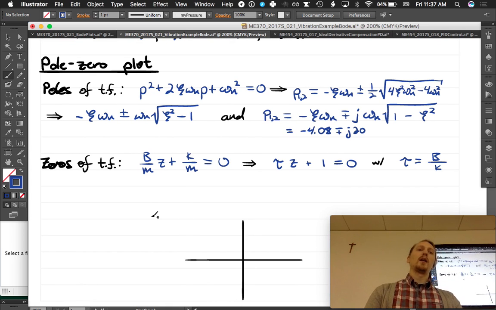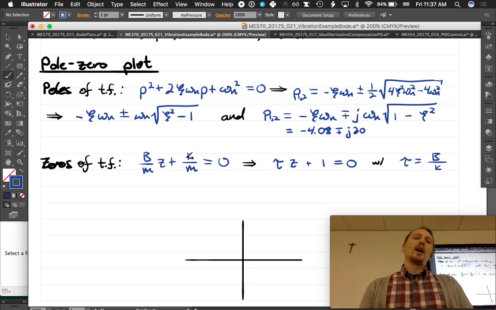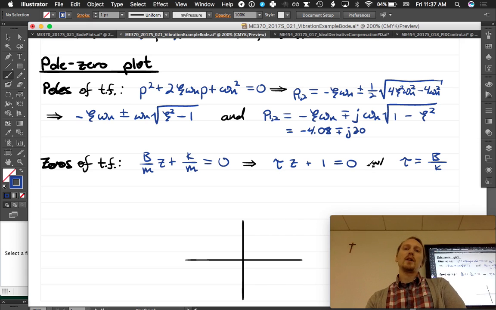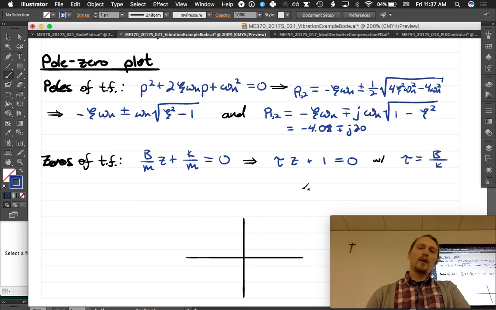Our zeros come from the numerator of the transfer function, right? So we set the numerator of the transfer function equal to 0, and I'm going to define the parameter tau to be b over k, which if you rearrange this to be in a standard first order representation where you have some time constant times s, or in this case z for the zero, plus 1 equals 0, then you get tau equals b over k.